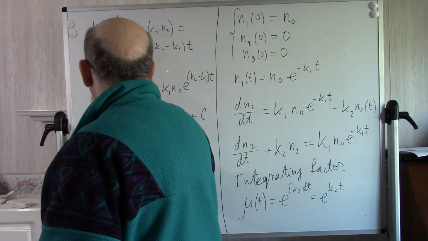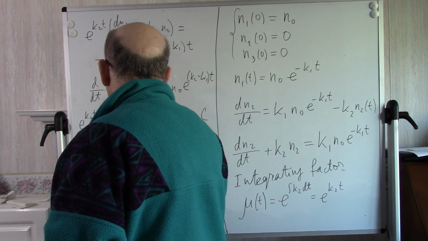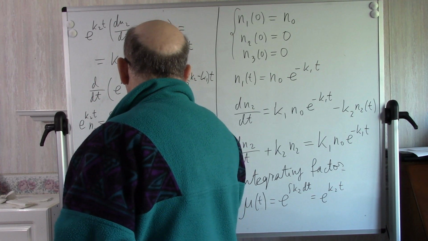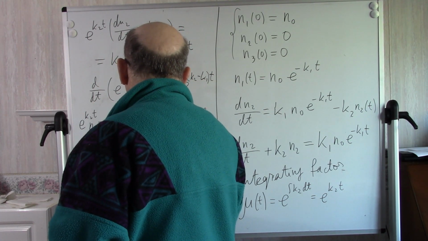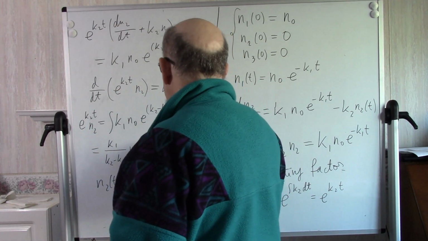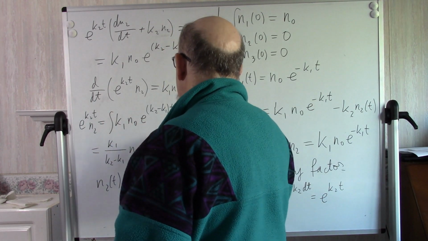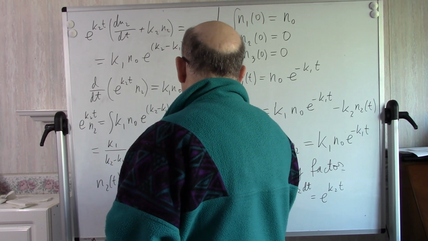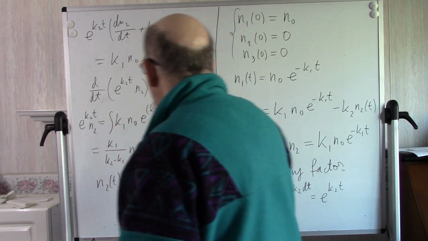I'm sorry, N2(t) equals k1 N0 over (k2 minus k1). Here we divide by e^(k2 t), so there remains e^(-k1 t) plus C e^(-k2 t). Yes, I divide by this.